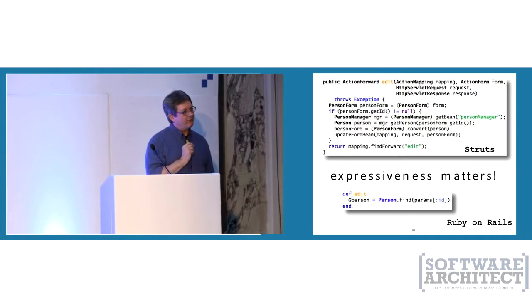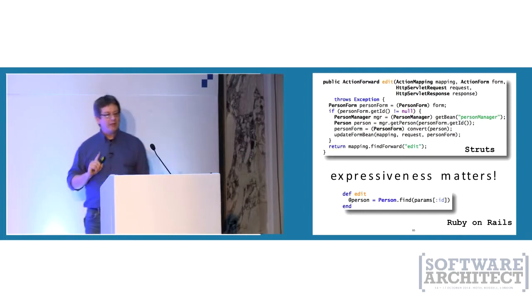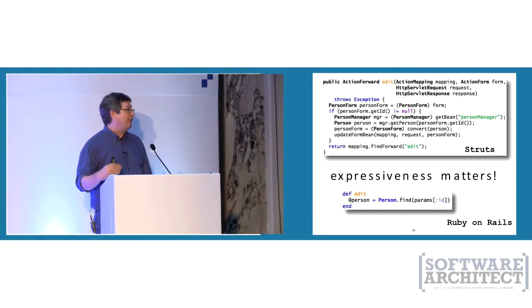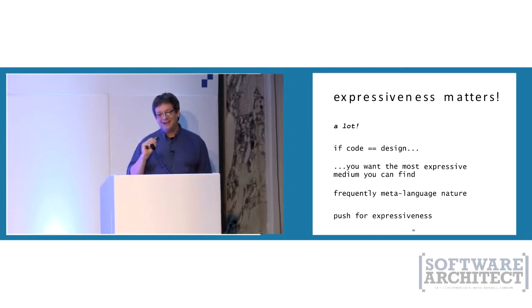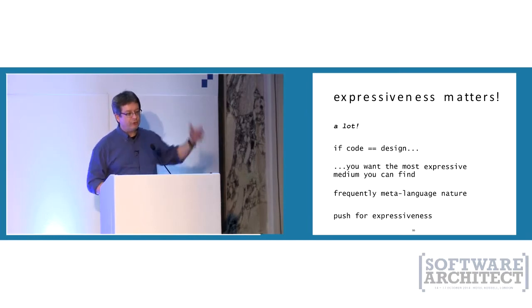Expressiveness matters in frameworks and in languages and in tools, and it matters a lot more than people give it credit for. Because I agree with Jack Reeves, I believe that code is design, and if code is design, then you want the most expressive medium you can find. This is about doing pen and ink drawings versus watercolors versus doing oil paintings. The more expressive the medium, the more powerful the medium, the easier it is to express your exact ideas. A lot of times this happens in a meta-language nature, so try to push for expressiveness.